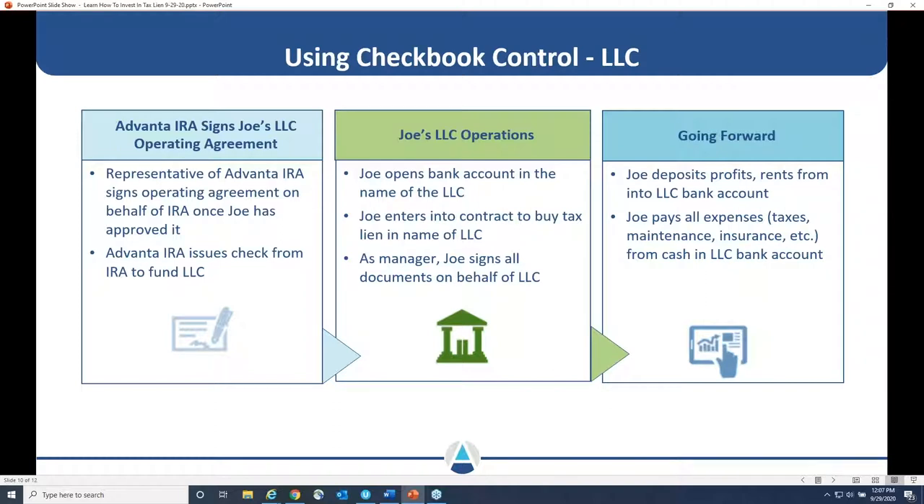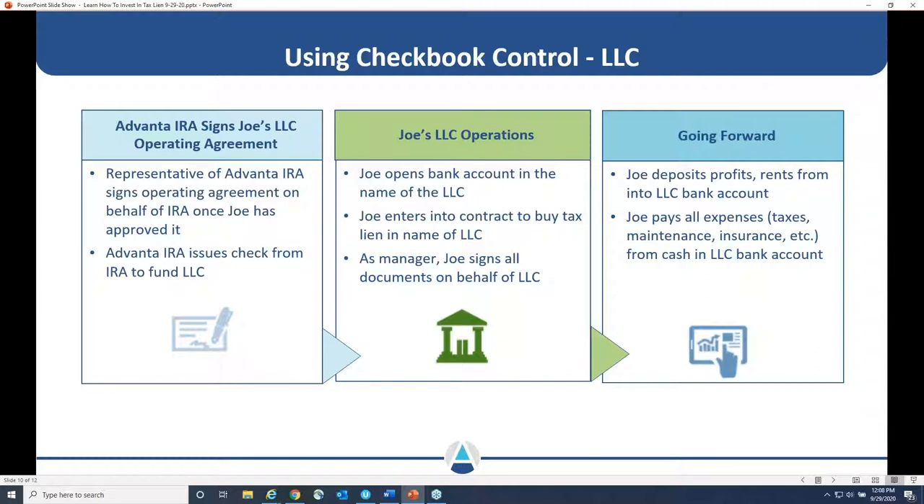Once you do that, Advanta will issue a check from the IRA in the name of the LLC and provide you that check, and now you have the ability to go to your preferred banking institution. Whether it's a credit union, a large financial institution, or a small community bank, you can open up a new bank account specifically for the LLC and deposit those funds. Now you have checkbook control, where you have the authority as the manager to write a check, pay a bill, sign a contract. The key thing to remember is that the same rules apply. You're not commingling any of those funds. Money leaving that account and money coming into that account is specifically for your retirement, not to be used personally.